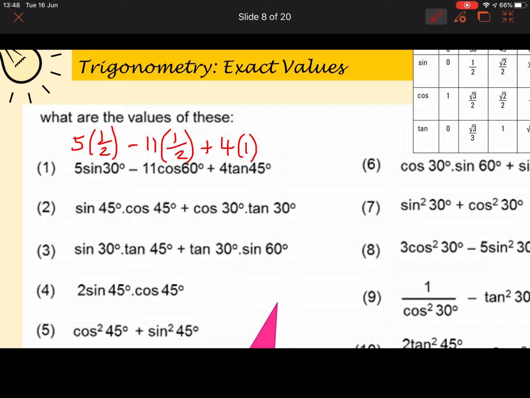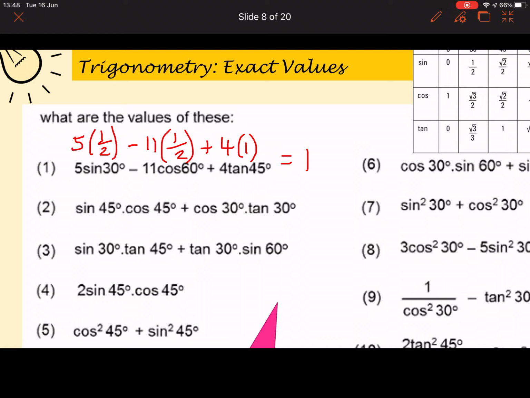When you simplify that, we've got 5 lots of a half, so 2.5 minus 5.5 with the 11, and then plus 4, and that gets you back up to 1. Okay, 2.5 minus 5.5, add 4, and we end up at 1.